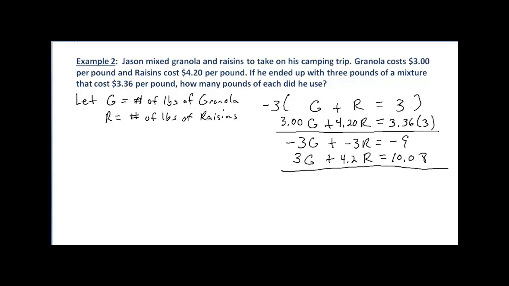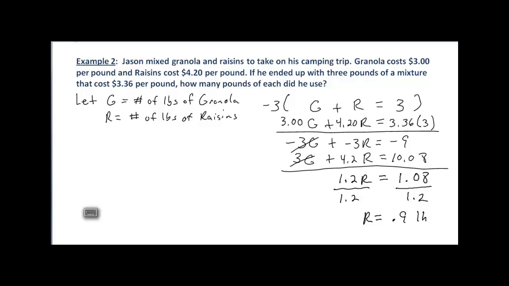Now notice in the second equation, I rewrote 3.00 as 3. It's the same thing. And I rewrote 4.20 as just 4.2. Now I'm going to add the two equations together. So my G's are eliminated. -3 plus 4.2 is 1.2R. And -9 plus 10.08 is 1.08. Now I'm going to divide both sides by 1.2. And that gives me R equaling 0.9.